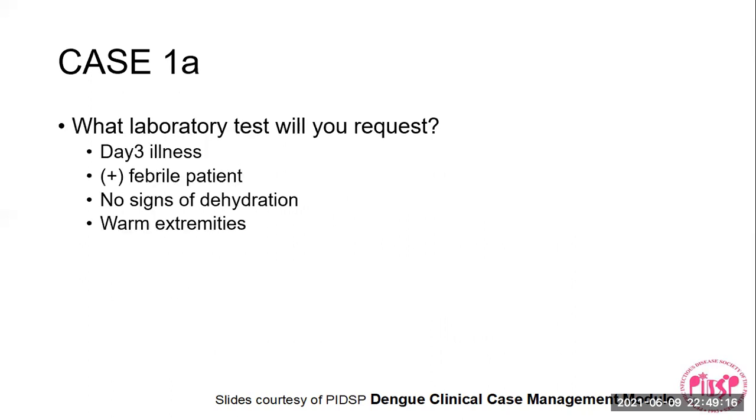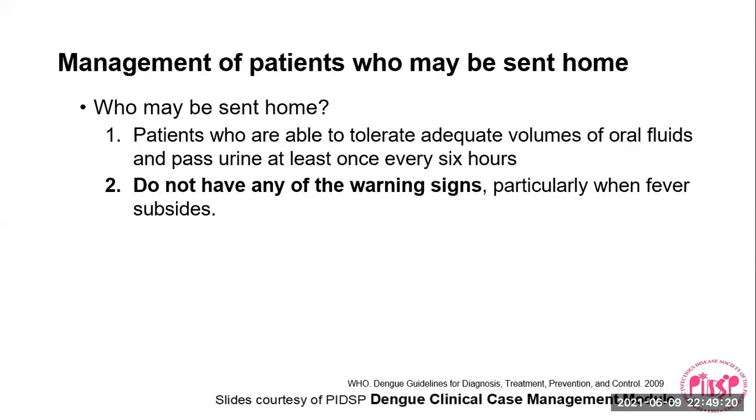And what laboratory test do you request? Also an NS1. So the management of patients who may be sent home are the following. So who can be sent home? Patients who are able to tolerate adequate volumes of oral fluids and pass urine at least once every 6 hours. And patients who do not have any of the warning signs, any.